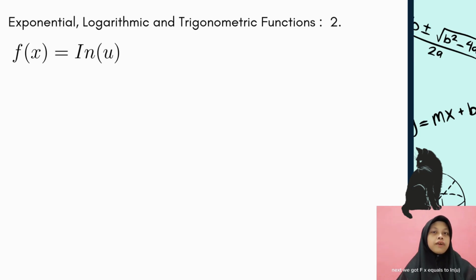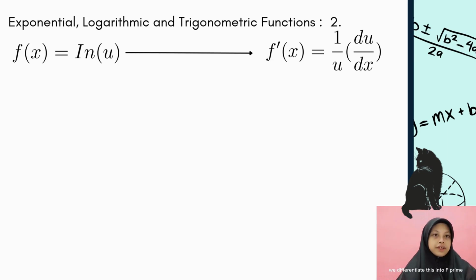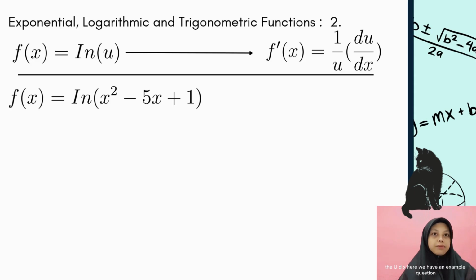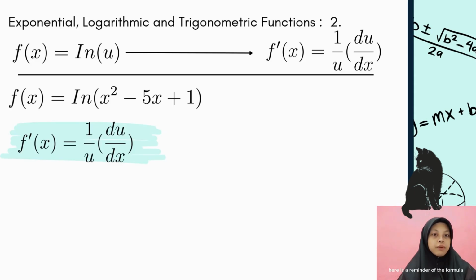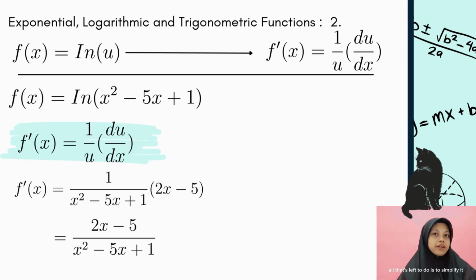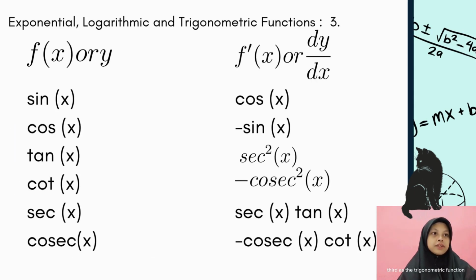Next, we have f(x) equals ln u. We differentiate this into f'(x) equals 1 divided by u du/dx. Here we have an example question. Here is a reminder of the formula. All that's left to do is to simplify it. Third is the trigonometric function. These are the rules, and we just have to remember this.